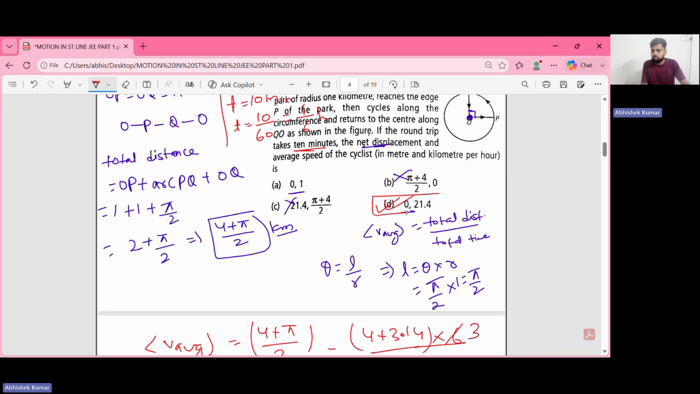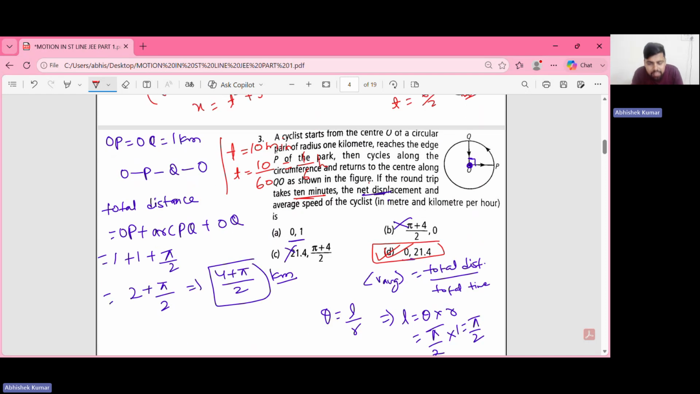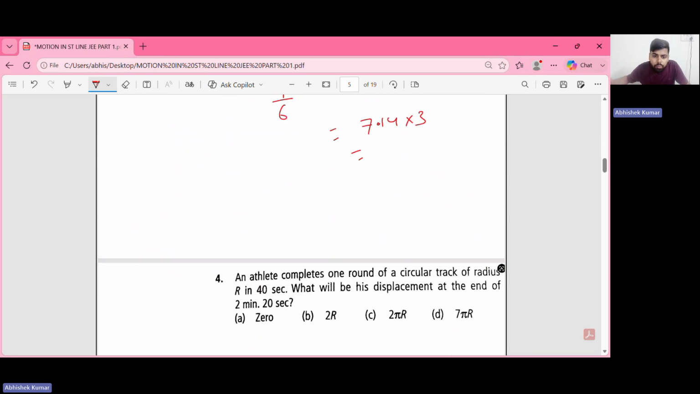I hope this question is clear to you all. Please take a pause and understand what the question is saying. A cyclist is there. This is the center. It is moving like this. From one point O, it came to P, P to Q, and Q to O. Again it came to the center. The displacement in this path is 0, but the distance is the total path, radius plus R, that we have done here. I hope it is clear to you all. Please see the next question.